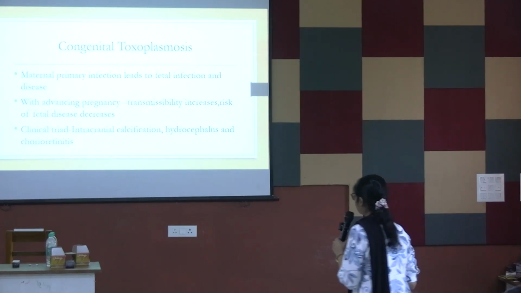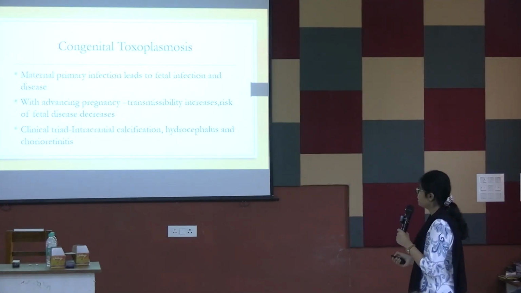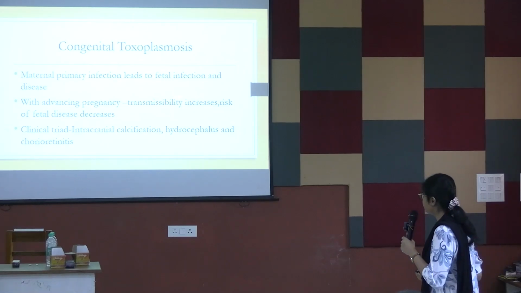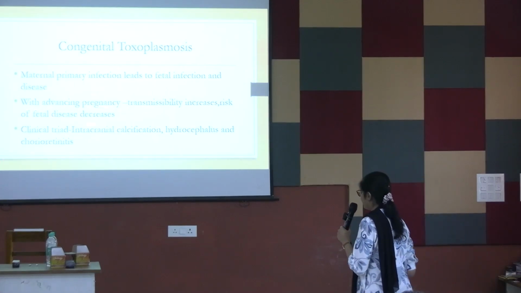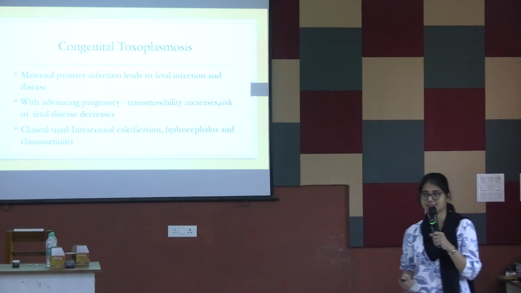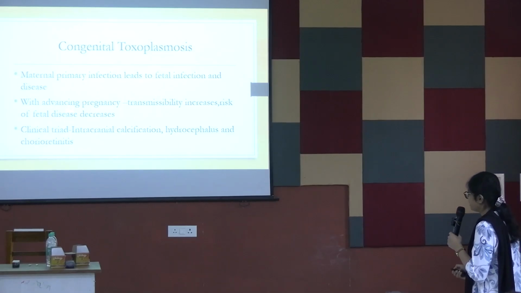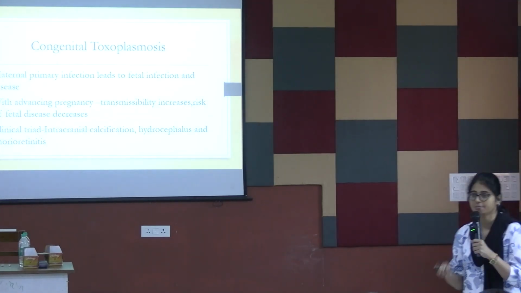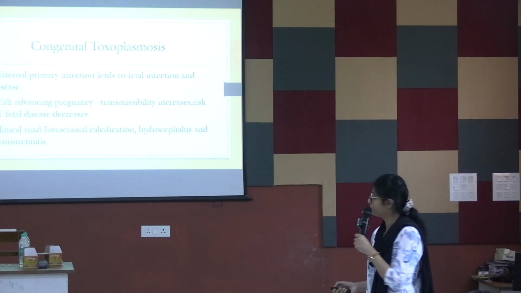Okay. Now we will talk about congenital toxoplasmosis. Maternal primary infection. If the mother is having toxoplasmosis, that will lead to infection of the fetus and disease. Now as the pregnancy advances, the transmissibility increases and risk of fetal disease decreases. This is a rule of toxoplasmosis. Like if the infection occurred at an advanced stage of pregnancy, the transmission will be more but fetal disease will be less.